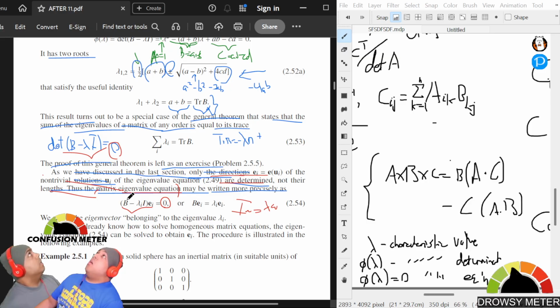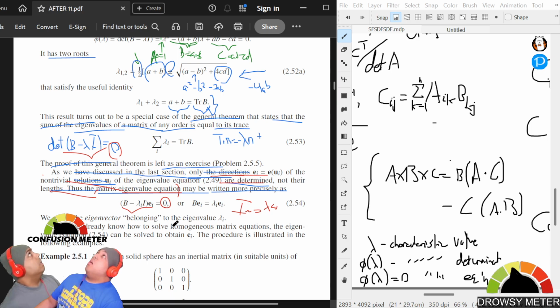I, J, K, L. B minus lambda I, or B e_i equals lambda e_i. We call e_i the eigenvector belonging to the eigenvalue lambda_i.